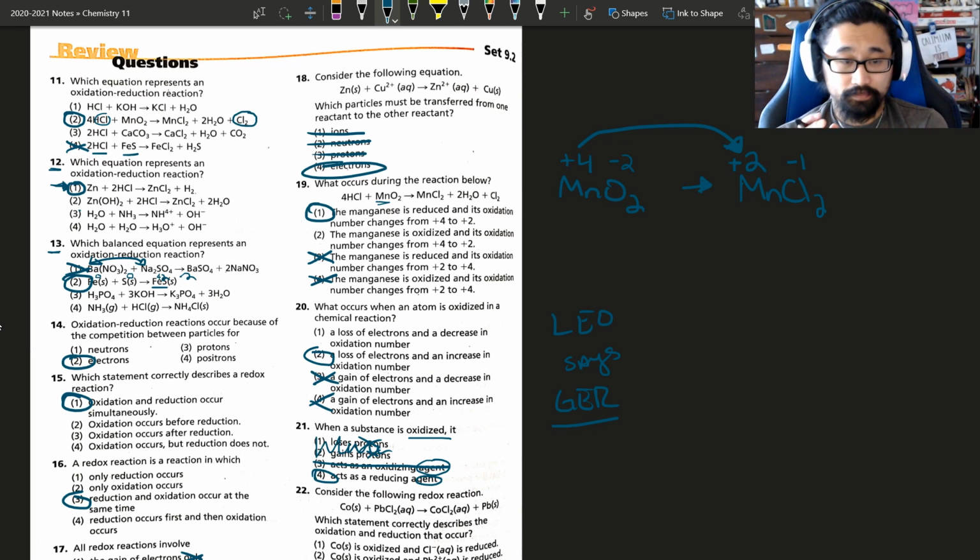Step 0. Look for a single replacement. If you cannot find one, then try to find something like choice 2 in both, where you have an element on its own on one side, and it's combined with something on the other. And that will kind of shorten your process. The reason that means it's redox is because if it's individual on its own, it has no charge. If it's combined with something, it definitely has charge. So its charge is changing from left to right.